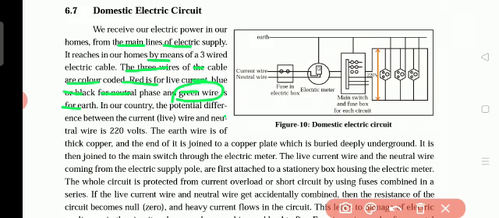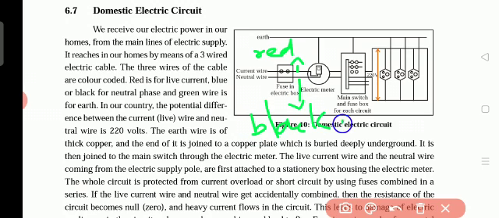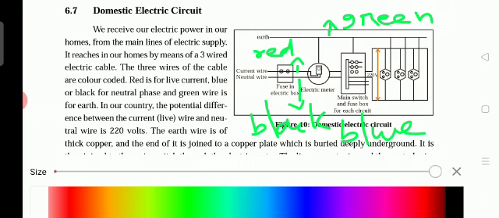Here, as we see in the plug, the current wire is in which color? Red. The neutral wire is black or blue. And this one is green. The wire connected to the earth is which color? The green color. When we see this red wire, the current wire, what do we call it? It is the live wire. This is the red wire, and this is the red wire.